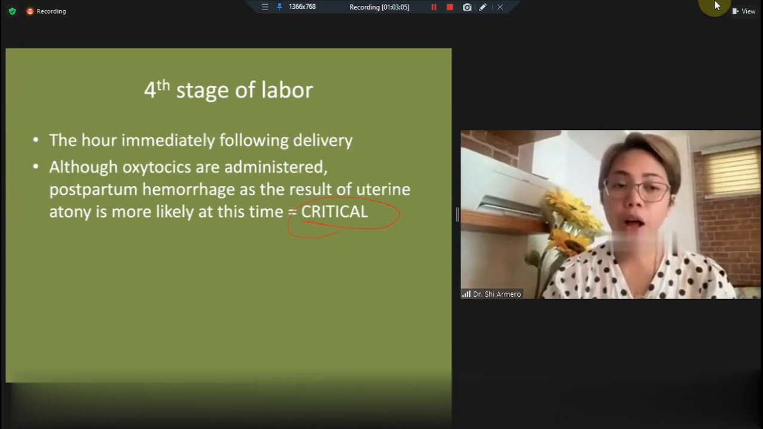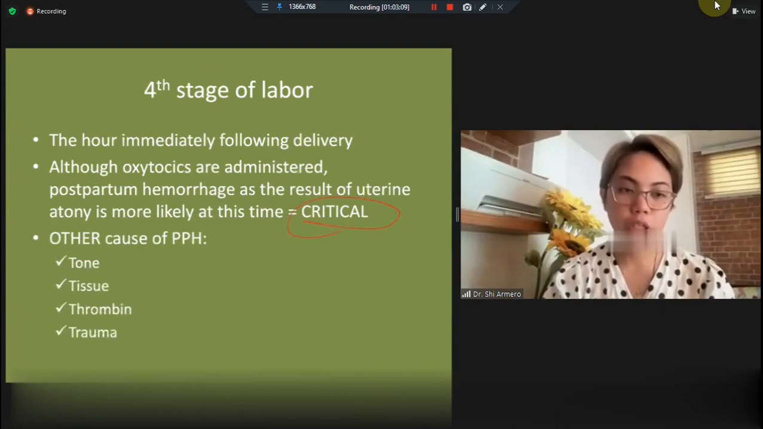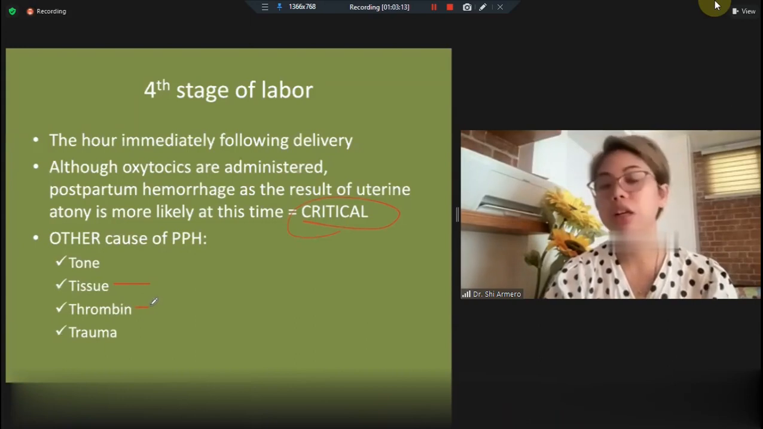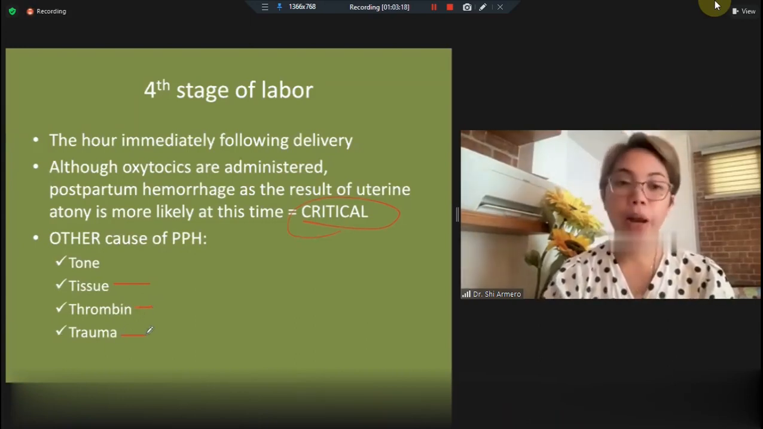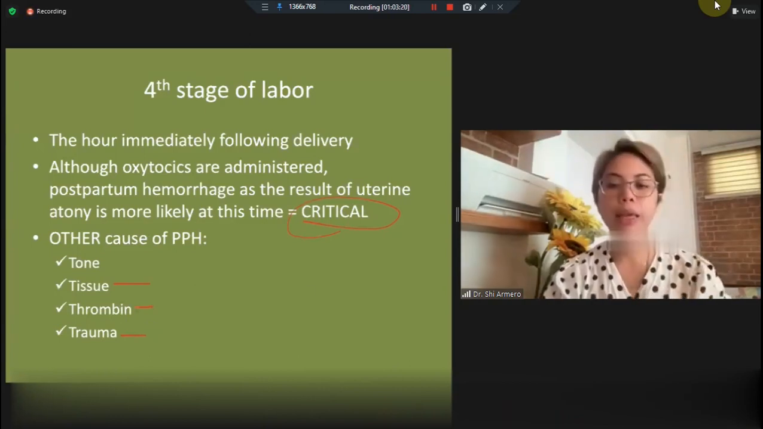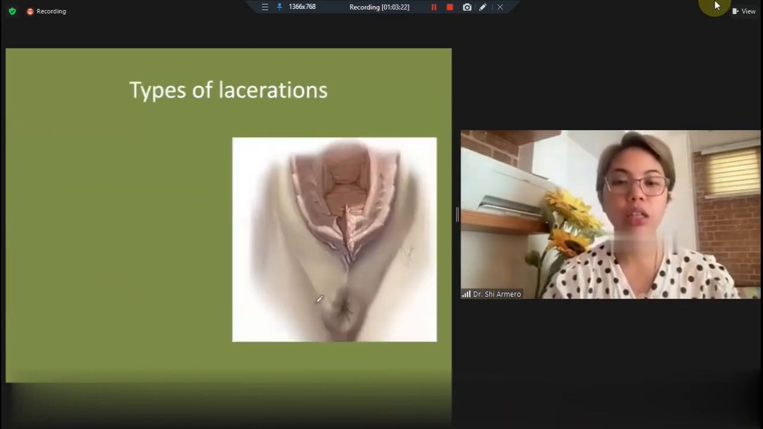Okay. Apart from tone, there are other causes of postpartum hemorrhage. These are tissue, where the placenta is retained and not all of it came out; thrombin, where there is a bleeding disorder; or trauma, where there is a laceration that you did not see. That's why she bled. Okay? So for the lacerations, there are different types.